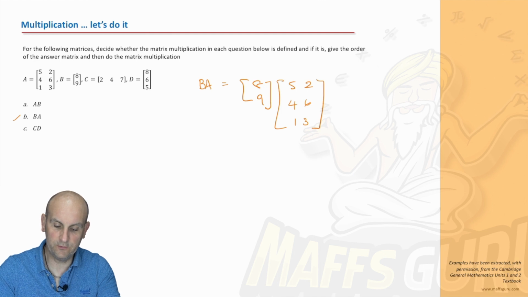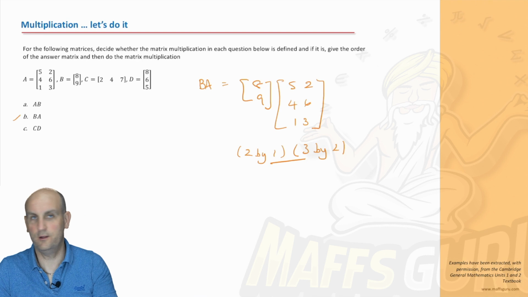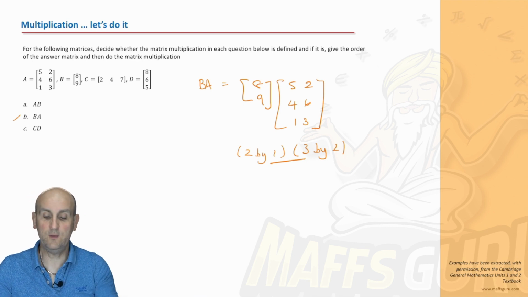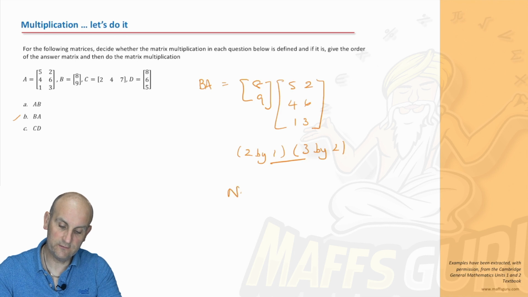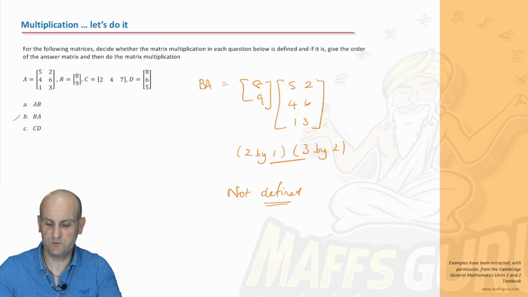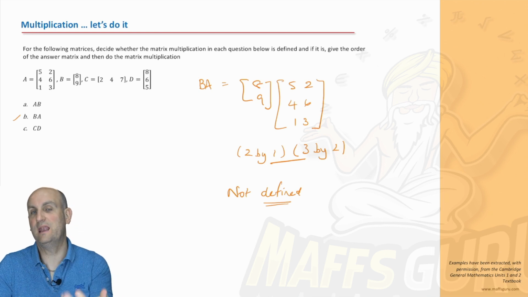All right, so let's do the order. That's 2 by 1, and that's 3 by 2. Are they the same? No, they're not. So in fact, this is not possible. And the way we say that is we say it is not defined, which is pretty much what your calculator was trying to say, but our language is it's not defined. It is not possible, all right?